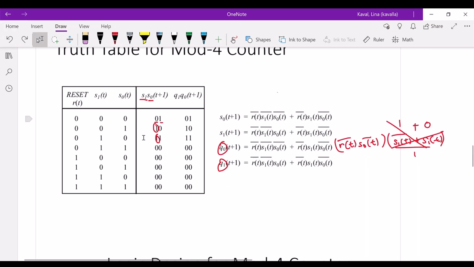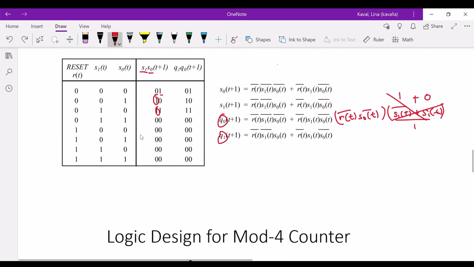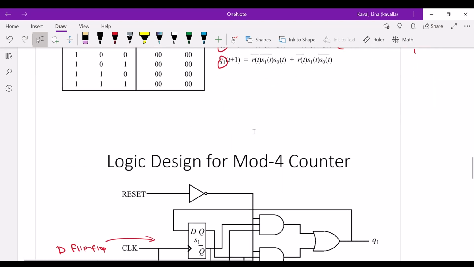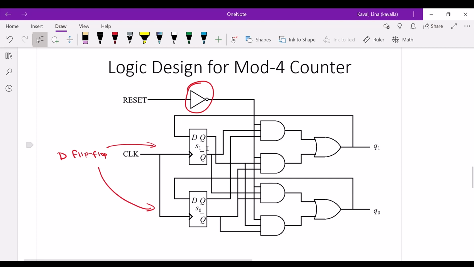So how does that translate over to our logic design? So obviously you can see our reset input here, and if you noticed, for all our equations, they're always nots. So we just put a not here so that we don't have to worry about notting right before all the ANDs. And then here are our D flip-flops. So we have our S0 and S1, which are our selector inputs.